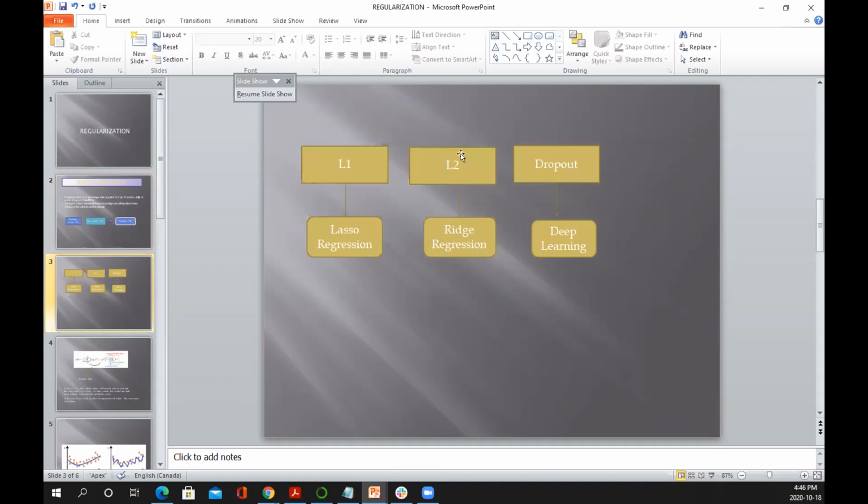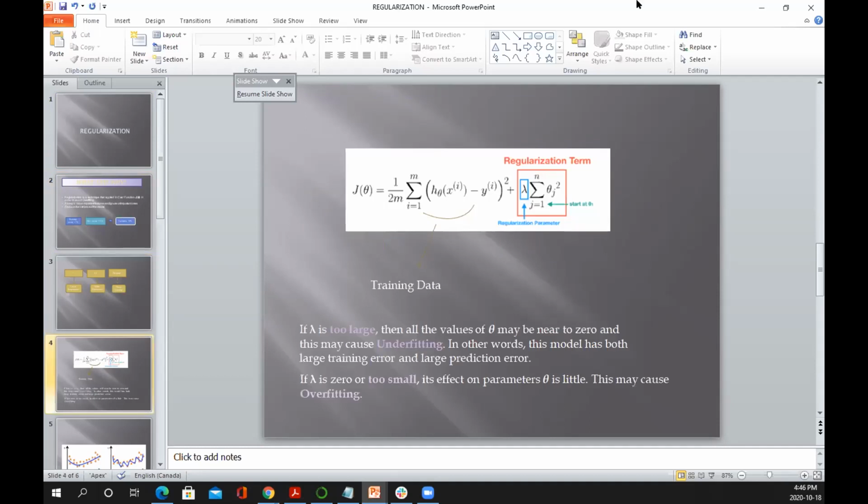There are three types of regularization: L1, L2, and dropout. L1 is lasso regression, L2 is ridge regression, and dropout is applied for deep learning. I think Rohan mentioned that before, and I also found it in Andrew Ng's book.